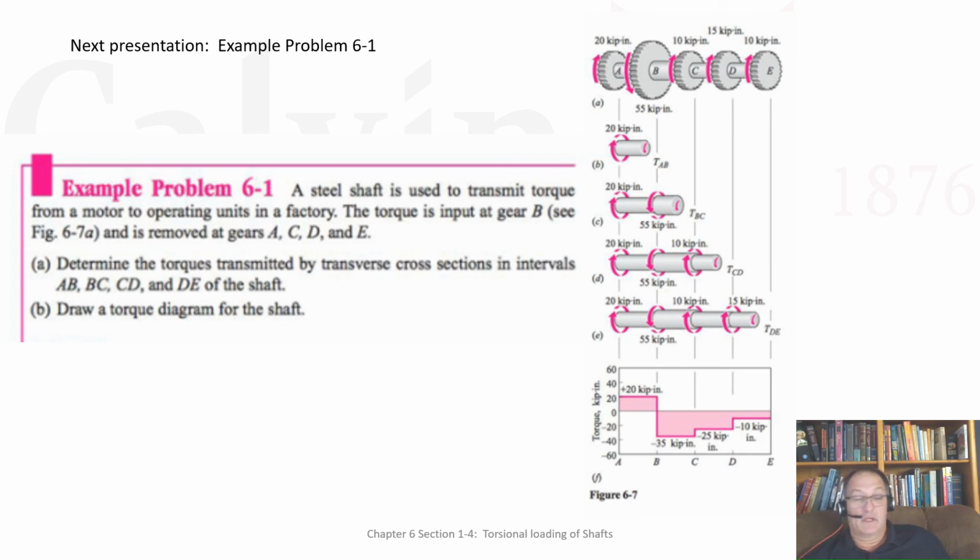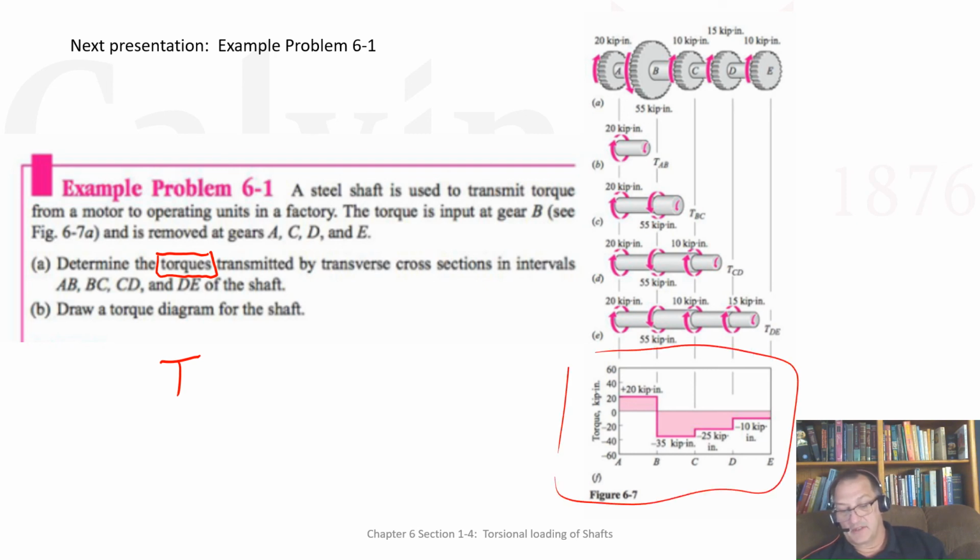So the next thing we're going to do is example problem 6.1, and that will look at, we're going to determine the torques transmitted, that's capital T, by the cross section in the intervals. Well, look, it actually gave us the answer right there, but that's okay. I think I'll have to read that later. Anyway, we'll jump onto that. That's the next thing we're going to do.